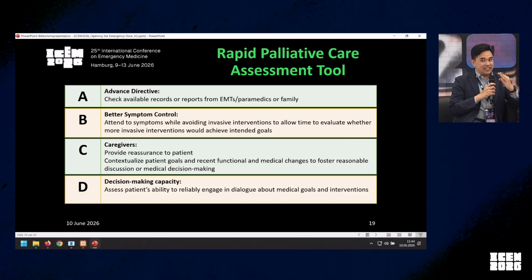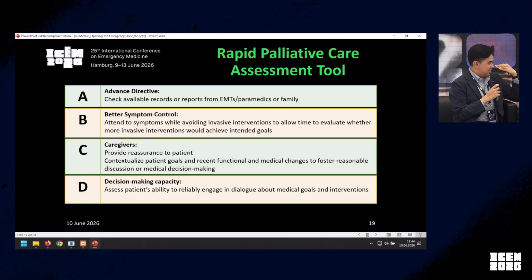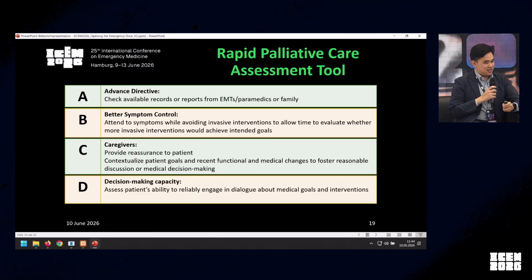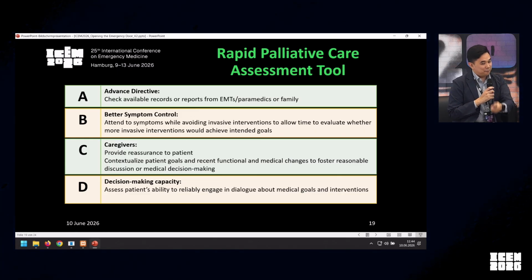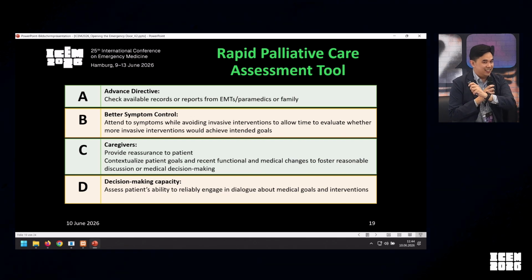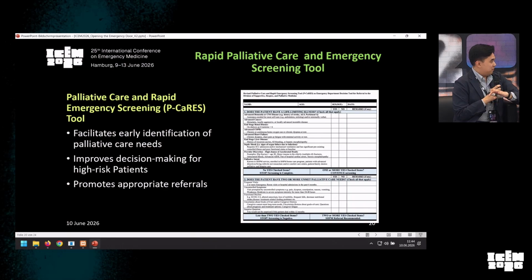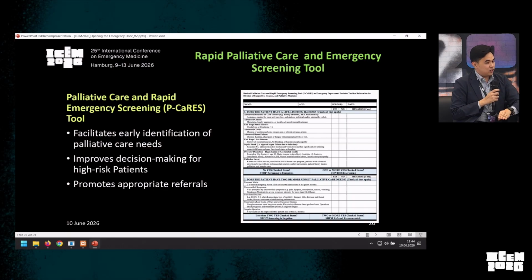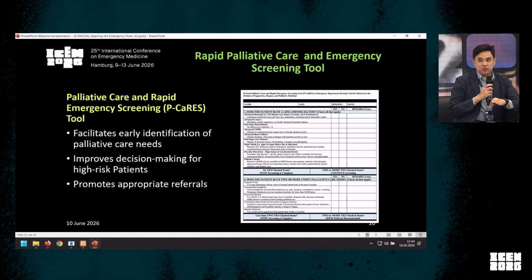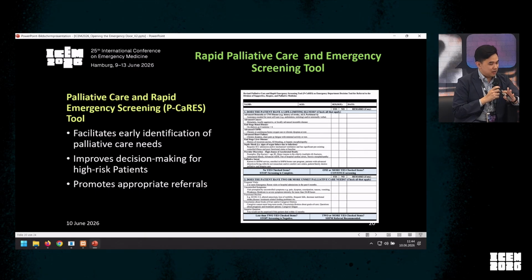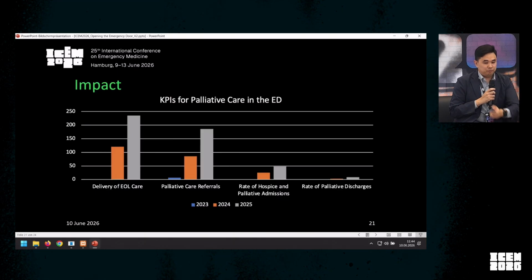So it's very, very easy now that aside from your ABCDE, your airway, breathing, circulation, disability, I'm teaching you that there's an ABCDE now for an advance directive, better symptom control, caregivers, decision-making: a palliative care assessment tool in the ED. We also have this P-Care, which is very much available. It's also a tool if you want to identify unmet palliative care needs. It's a very quick screening. In less than a minute, you can finish this.